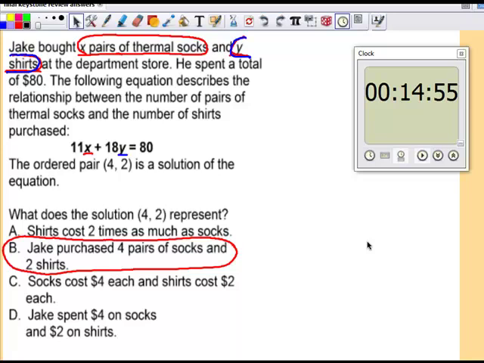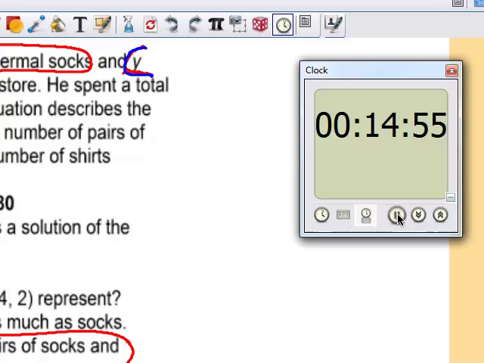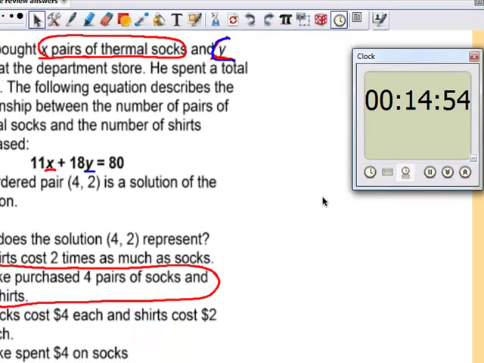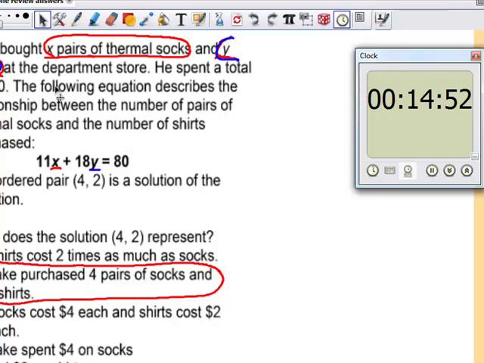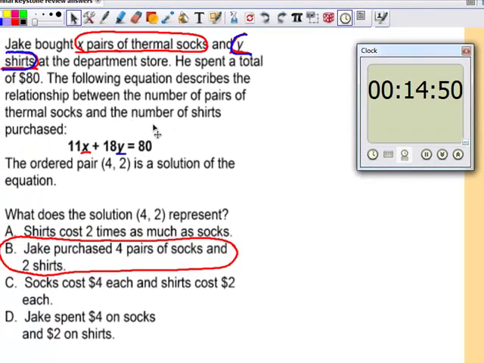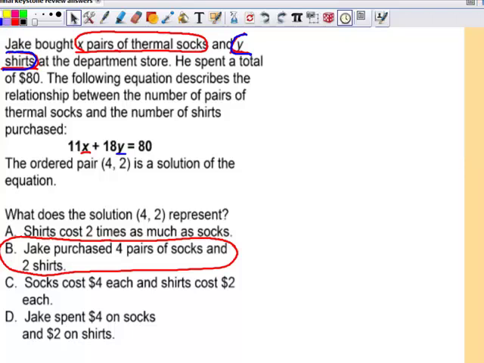Okay, here's my part 2. I need to set my timer, so I only have 15 minutes to get through the remaining problems. So we left off with this problem where simple problem, read, and you should easily know what the ordered pair represents. So again, basic question, answer is B.